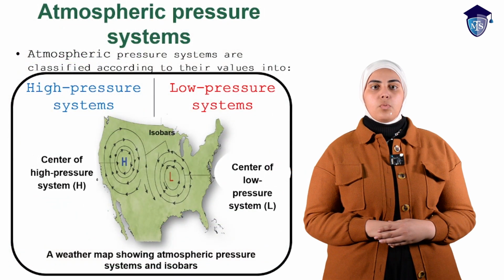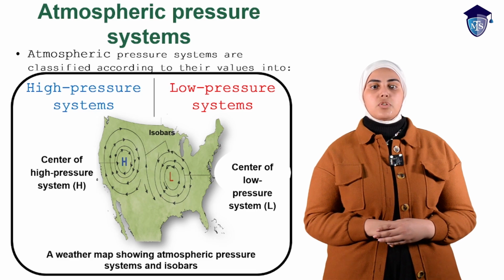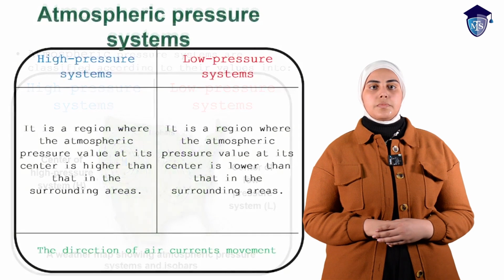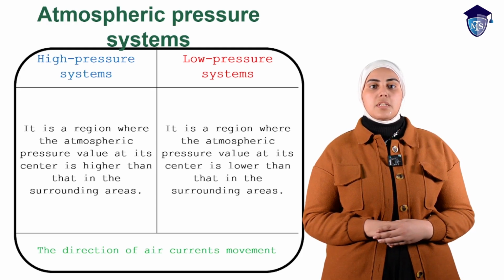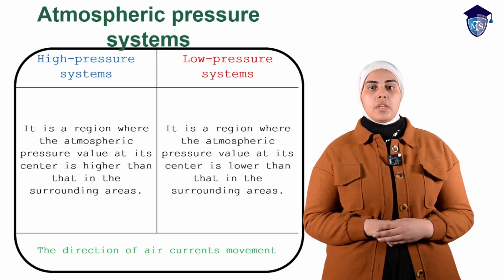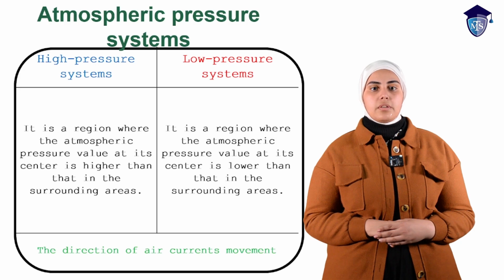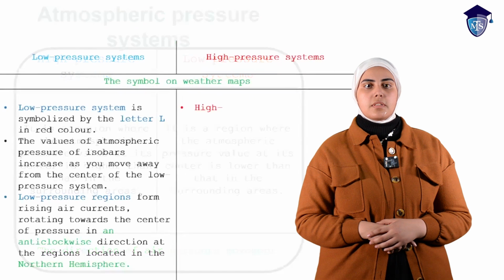Atmospheric pressure systems have two types, high pressure system and low pressure system, as you can see in the picture. This is the weather map showing the atmospheric pressure and the isobars. In the high pressure system, the atmospheric pressure at its center is higher than the surrounding area, while in the low pressure system, the atmospheric pressure is lower than the surrounding area. And now let's explain high and low pressure systems.